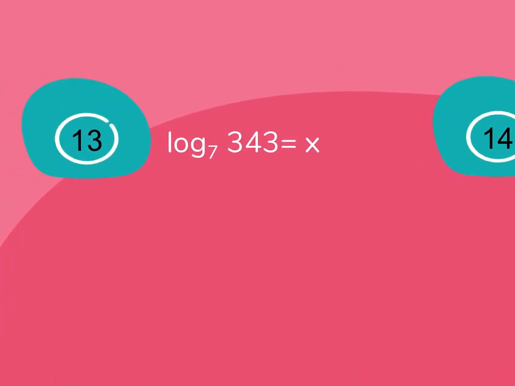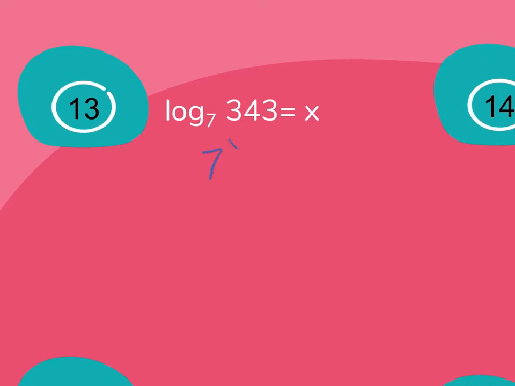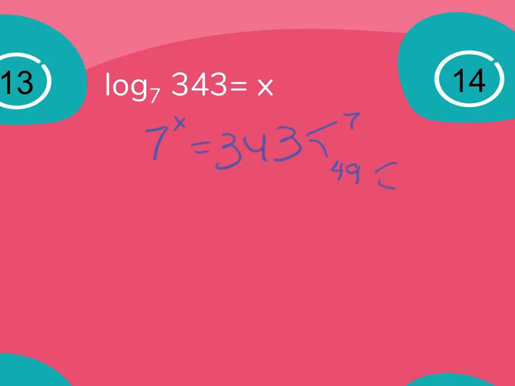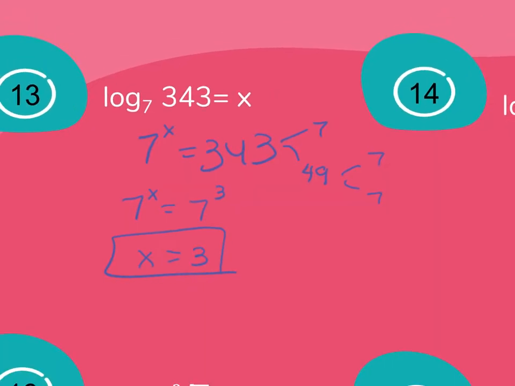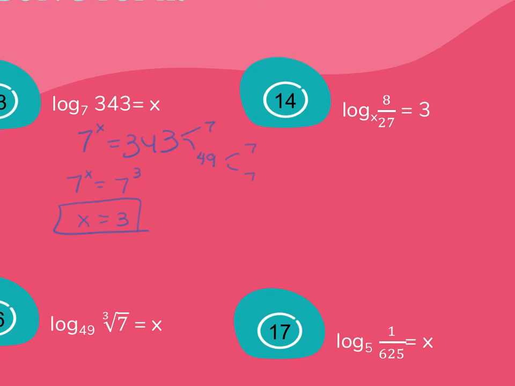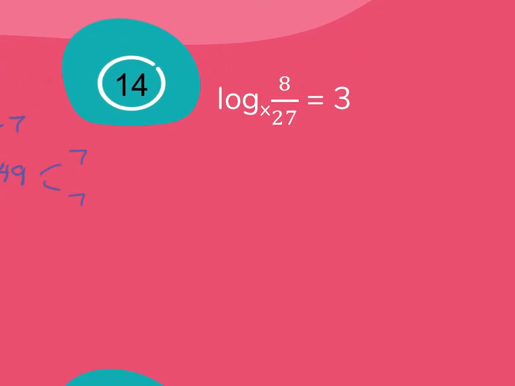All right, what's 13? 7 to the x equals 343. This is a weird number, right? So see if 7 goes into it. Does 7 go into 34? Yep, it goes 49 times, right? And then 49 breaks apart into 7 and 7. So I'd get 7 to the x equals 7 to the third, so x equals 3. Then I go to 14.